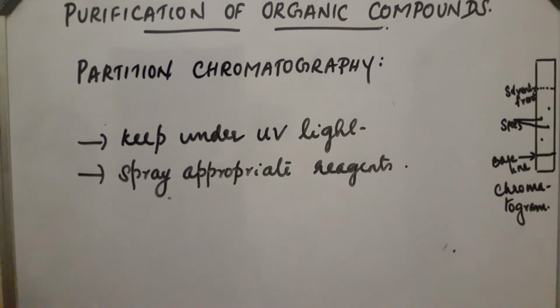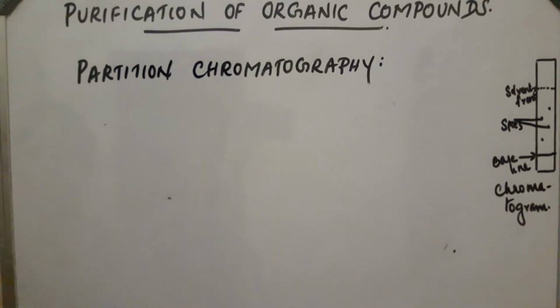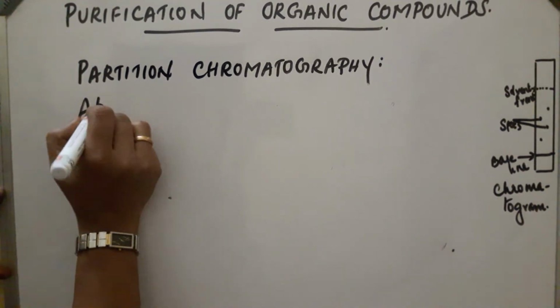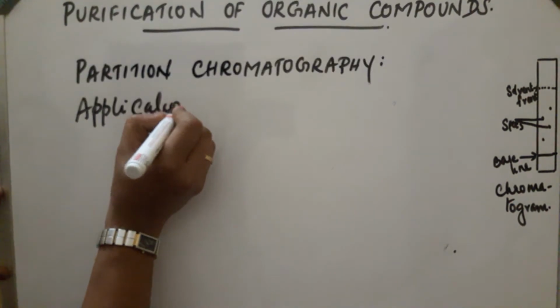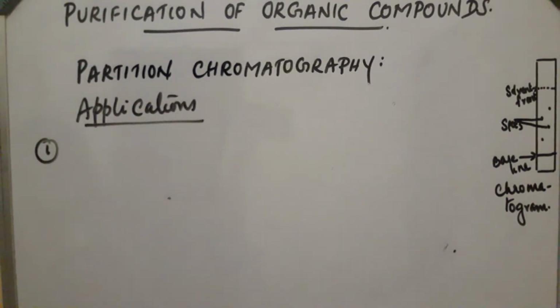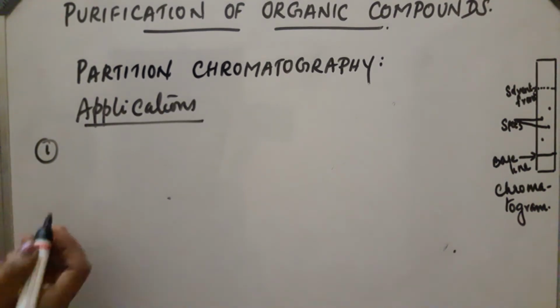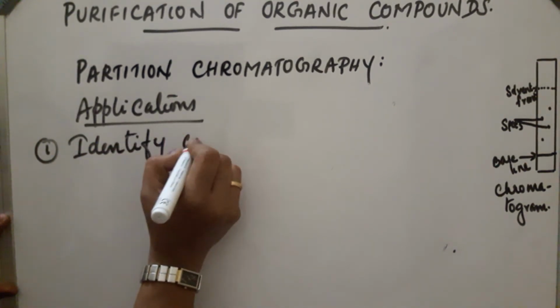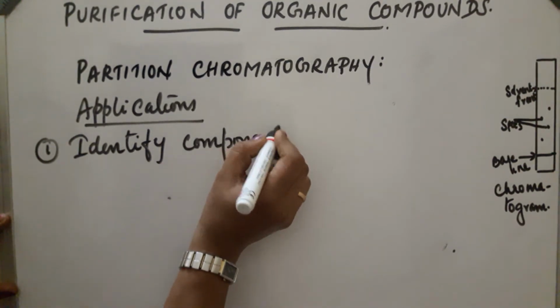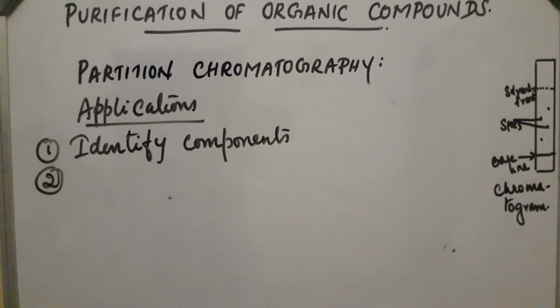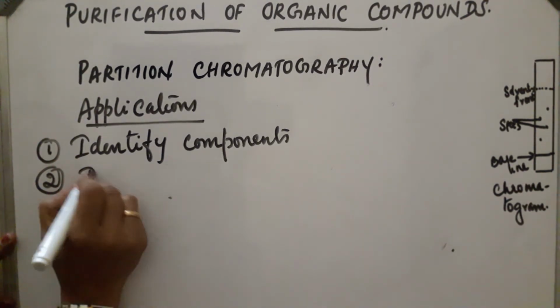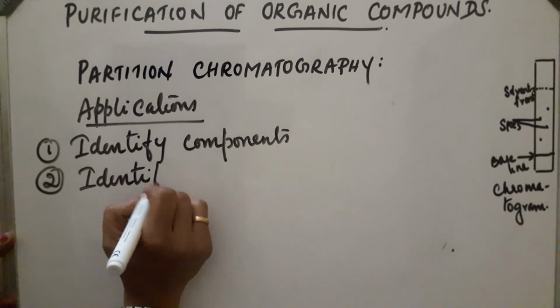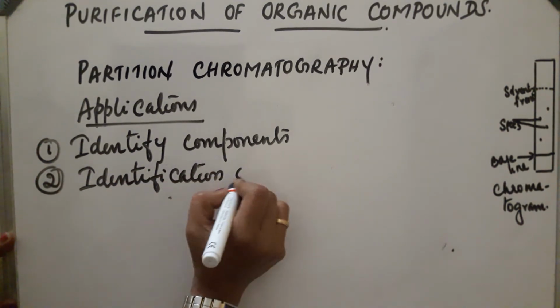Now next are the different applications of partition chromatography. First, it is a qualitative method to identify components of a given mixture. Second, it is used for identification of drugs and impurities.